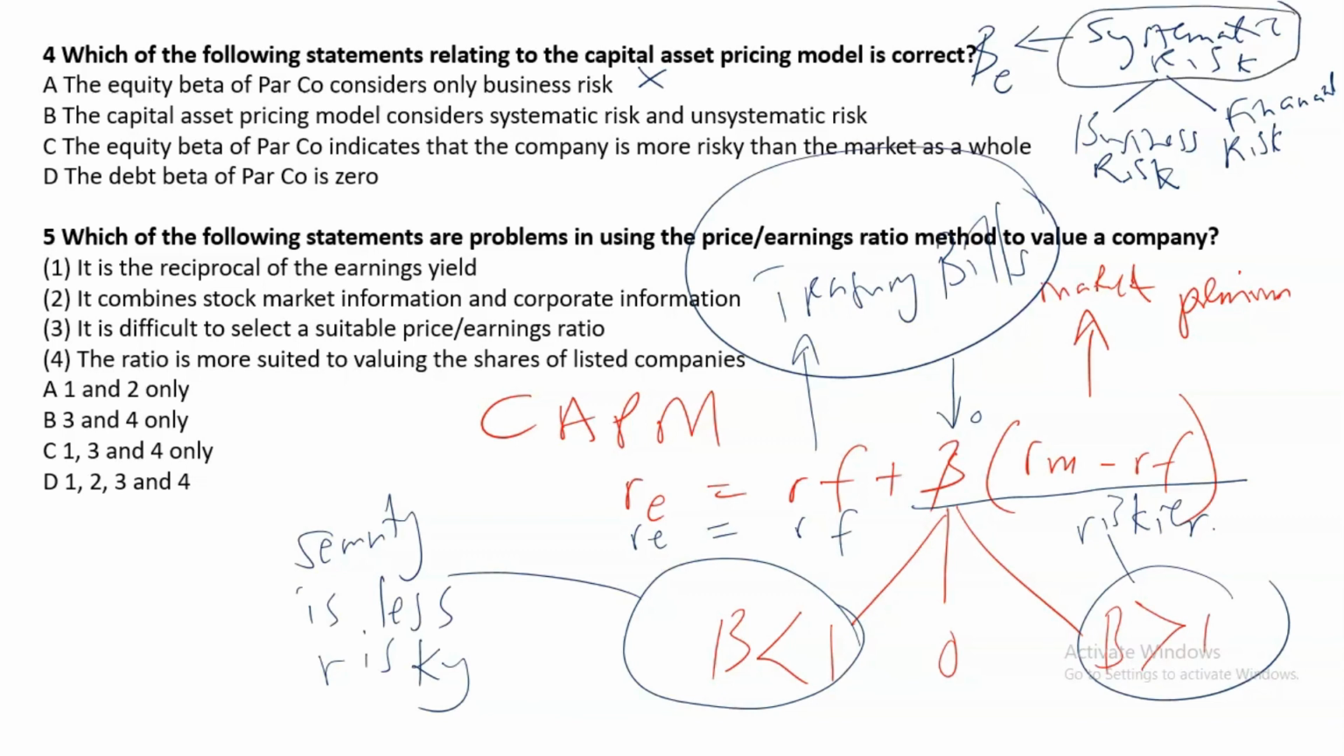Please watch out. B is wrong because it says that it considers both the systematic and unsystematic risk, which is wrong. Now let's look at C. The equity beta of Power Core indicates that the company is more risky than the market as a whole. This is correct because I have already indicated that when the beta is greater than one, then on average, the company is a risky investment in comparison to the market as a whole.